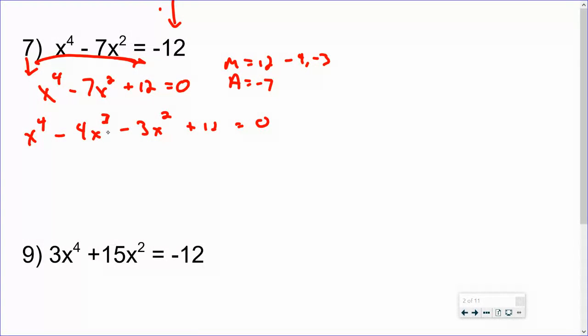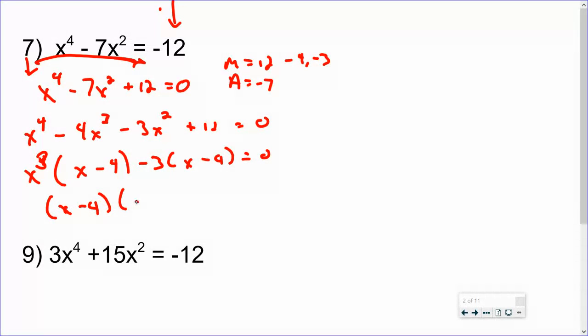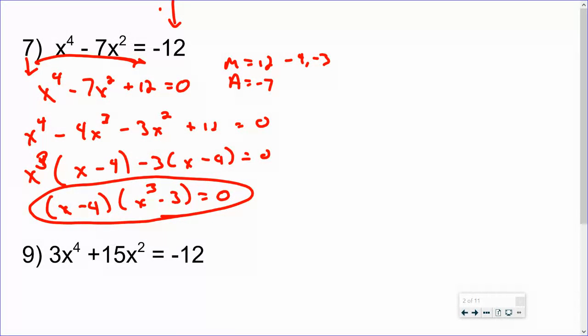Now I factor by grouping. What can I take out of here? I can take out an x to the third. I'm left with x minus 4. These two I can take out a -3. I get x minus 4. Pairs and spares. There's the pairs. There's the spares. And that's an answer that I'm looking for today. That's all I need to have out of that. This one just doesn't work out very well.